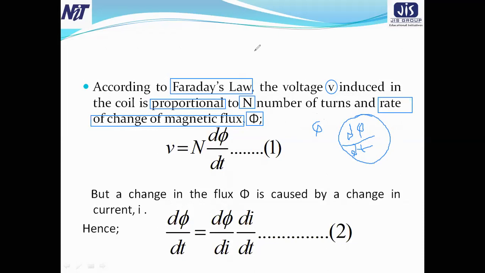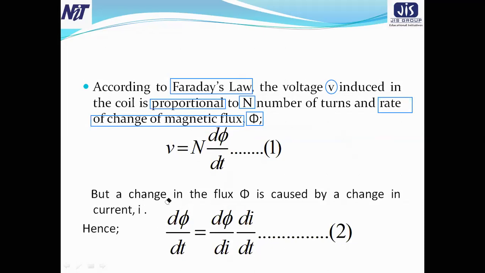So now again move to the definition. According to Faraday's law, the voltage V induced in the coil is proportional to N and the rate of change of flux. So we can say that V equals N d phi dt. Here d phi is the flux and t is the time, so the rate of change of flux means d phi dt. We consider this as equation number 1.